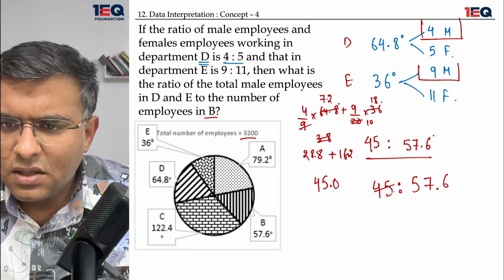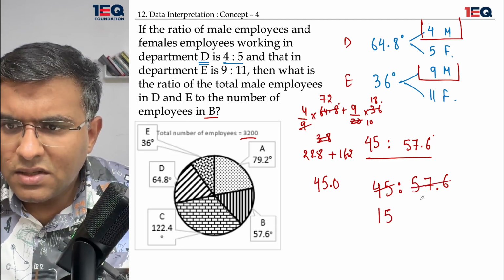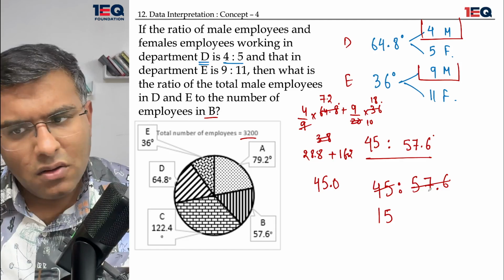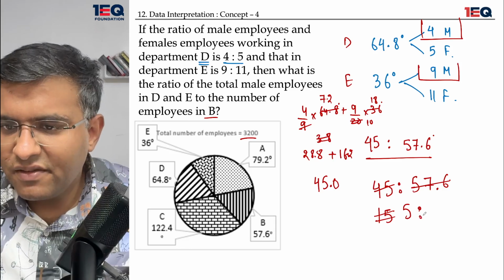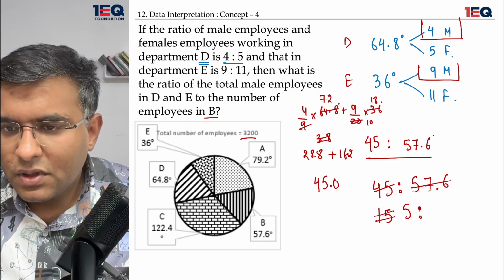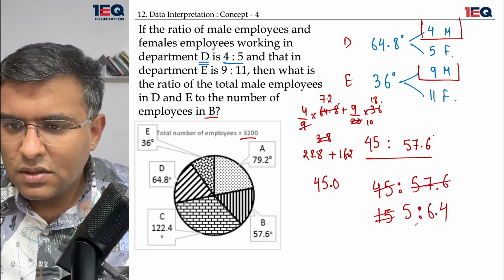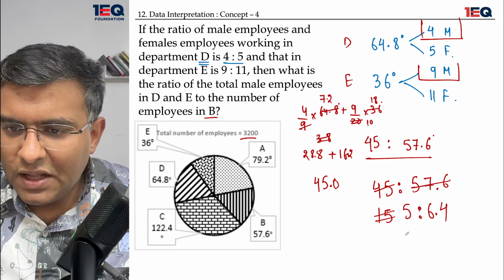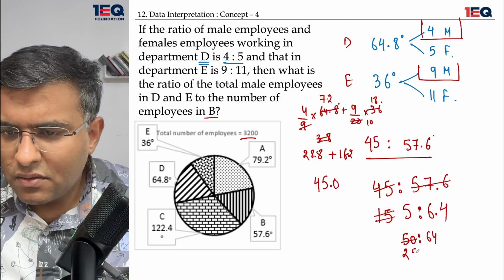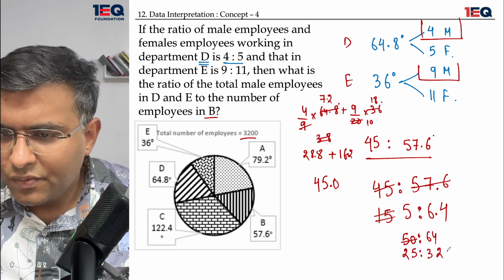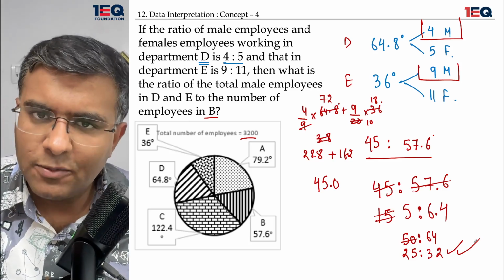Is it divisible? The answer is yes. 3 ones are 3 and 3 fives are 15. Is it also divisible by 9? No, it's not divisible by 9. No, it is actually divisible by 9. 9 fives are 45, 9 sixes are 54 and 9 fours are 36. So this is upon 10. This makes it 50 is to 64. Another round, 25 is to 32. So my final answer is 25 is to 32. Good enough. I'll move on.